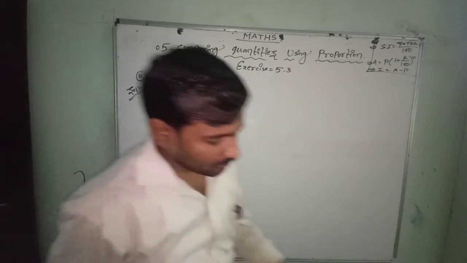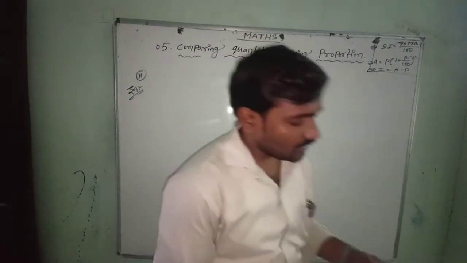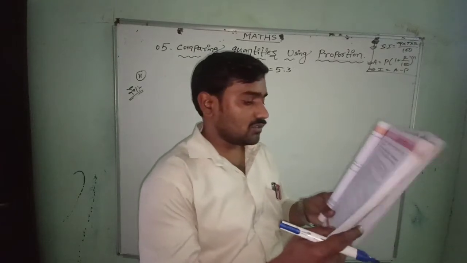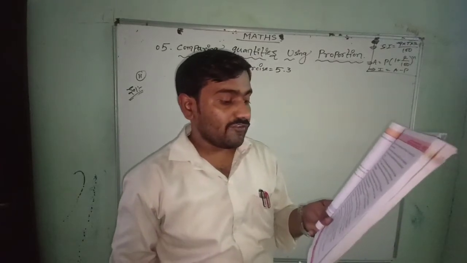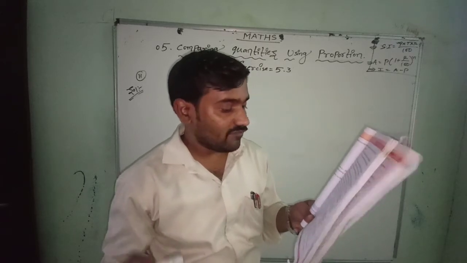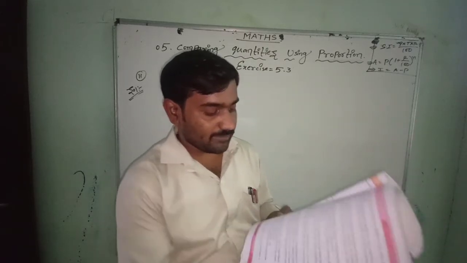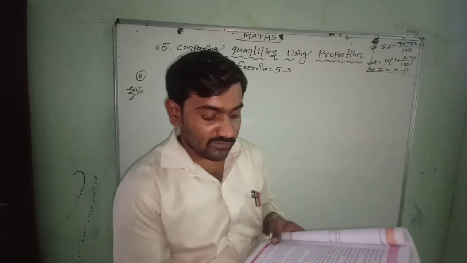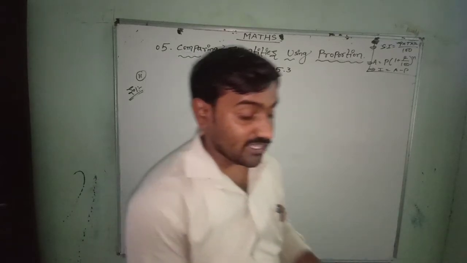11th one. Yes, Kamala borrowed 26,400 from the bank to buy a scooter at the rate of 15% per annum, compounded yearly. What amount does she have to pay at the end of 2 years 4 months to clear the loan?